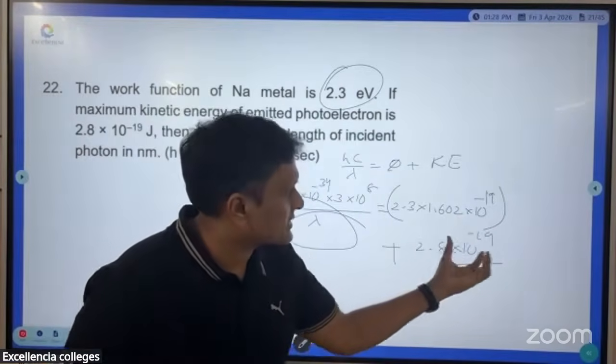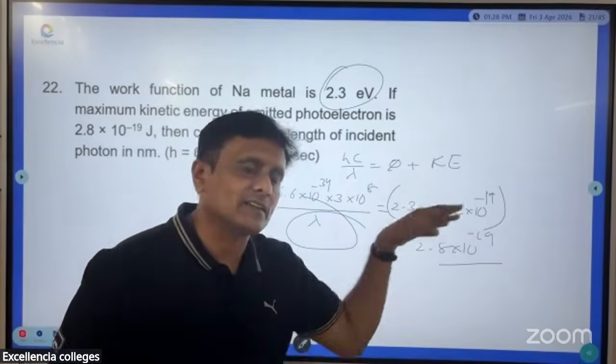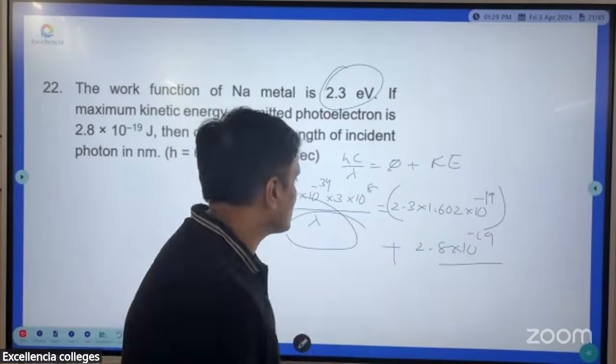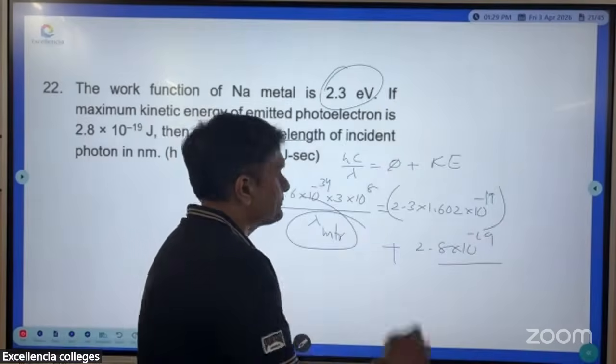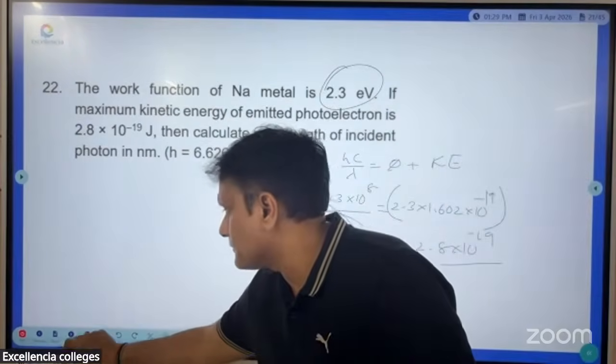The units are 10 to the power minus 19 only, so you can take it common and add this up. And on this side also you have to bring it in terms of 10 to the power minus 19, and it gets cancelled, to find the lambda in meter. I hope you can easily solve this question. You've done plenty of such questions in the past, okay?